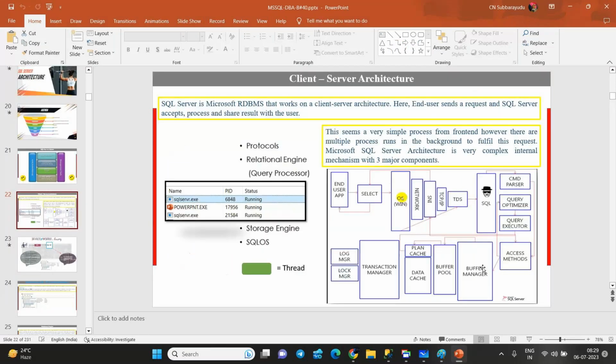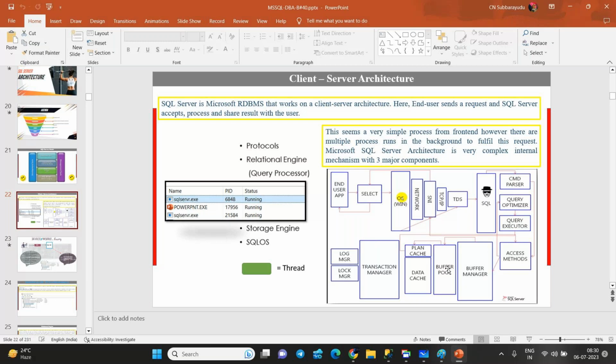It will come to the command parser and check the syntax. It will come to the optimizer. It will prepare the plan. It will go to the executor. The executor will send a request to the access method. The access method will send a request to the buffer manager. The buffer manager contains the buffer pool. Under the buffer pool, there is a plan cache.